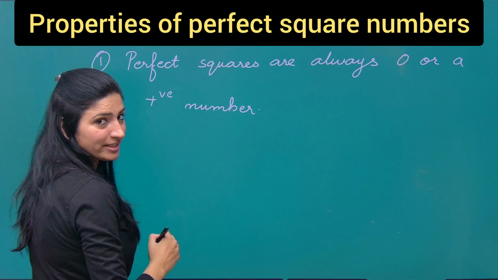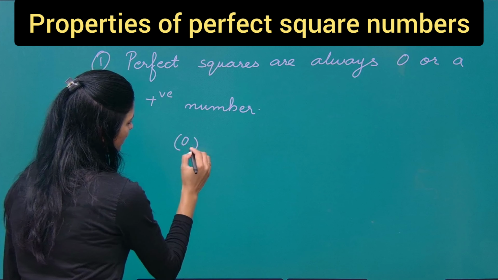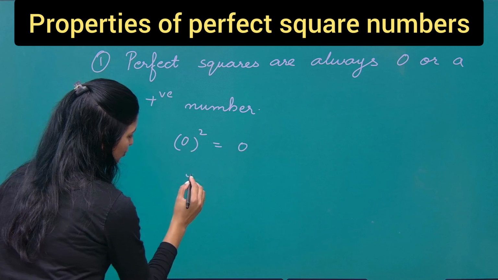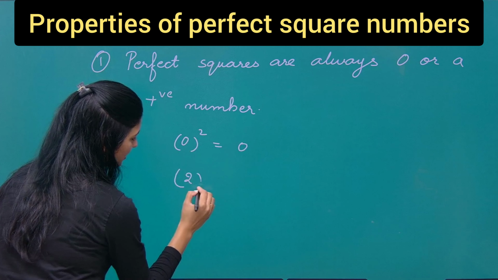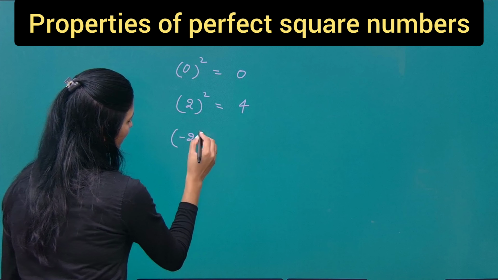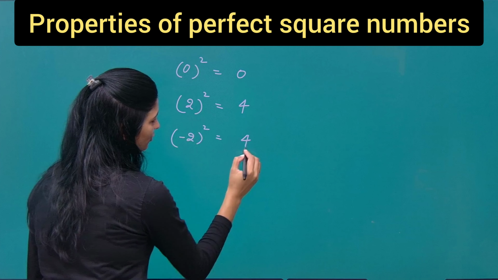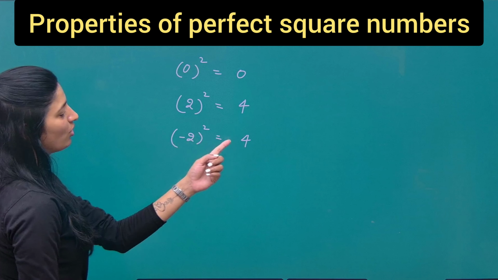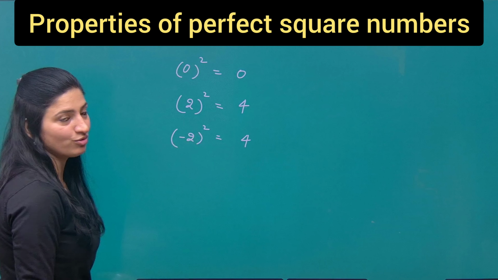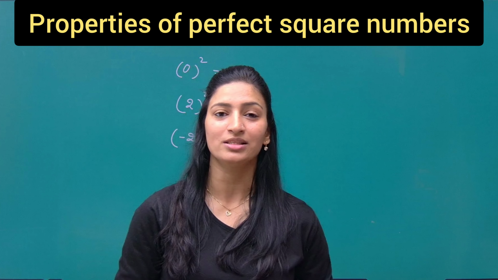Let's try to understand this. Square of 0 is 0. Square of a positive natural number 2 gives us the answer 4. Now let's take one negative number. So square of minus 2 also gives us 4. So here we can clearly see that it doesn't matter whether you are taking a positive number or a negative number, its square will always give us a positive number.